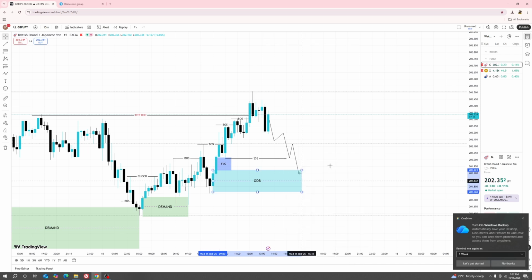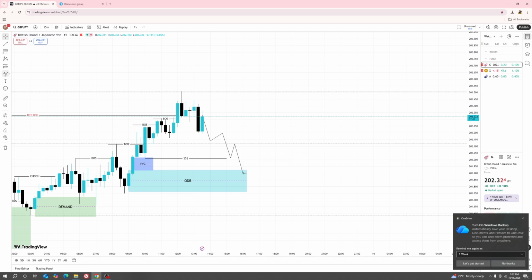Now once price comes here into our 15 minutes order block, we'll be looking for a change of character at the lower time frame, like the 5 minutes, inside the 15 minutes order block, in the form of this way. And we'll be targeting the buy side liquidity, which is the point of reversal.